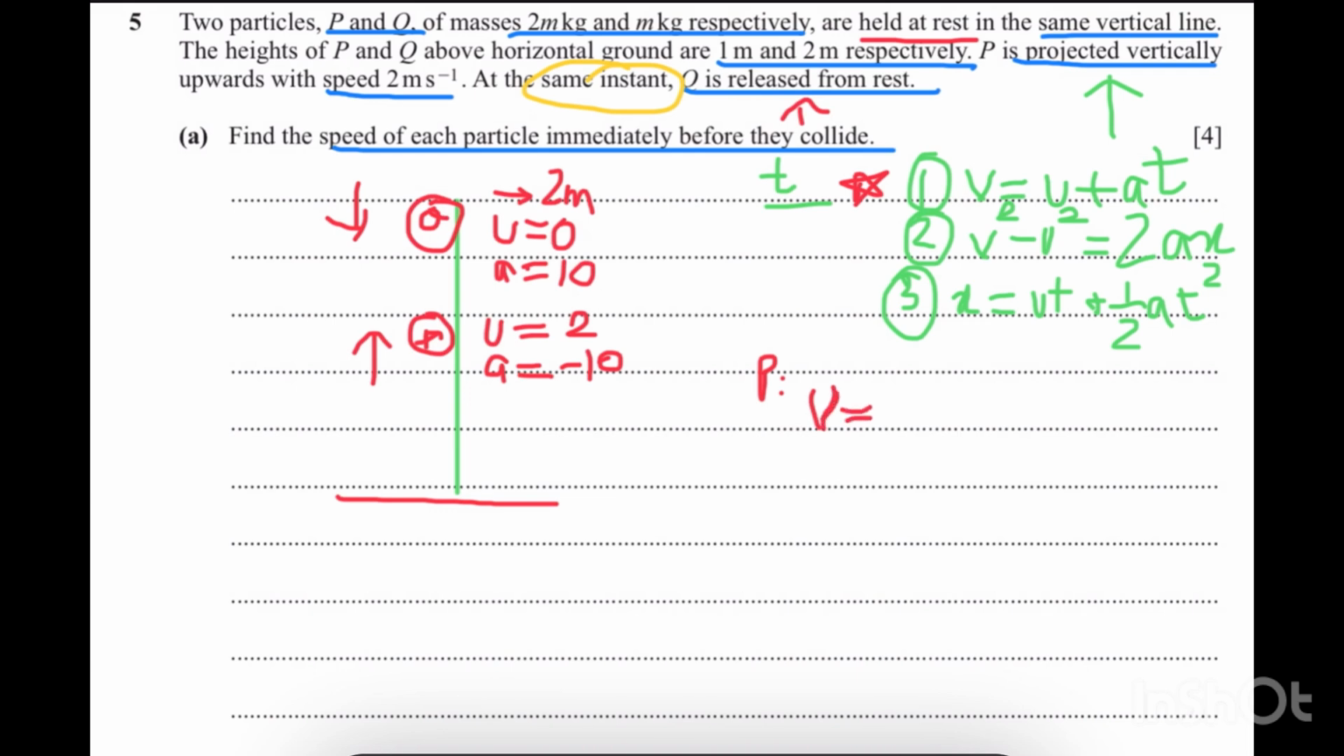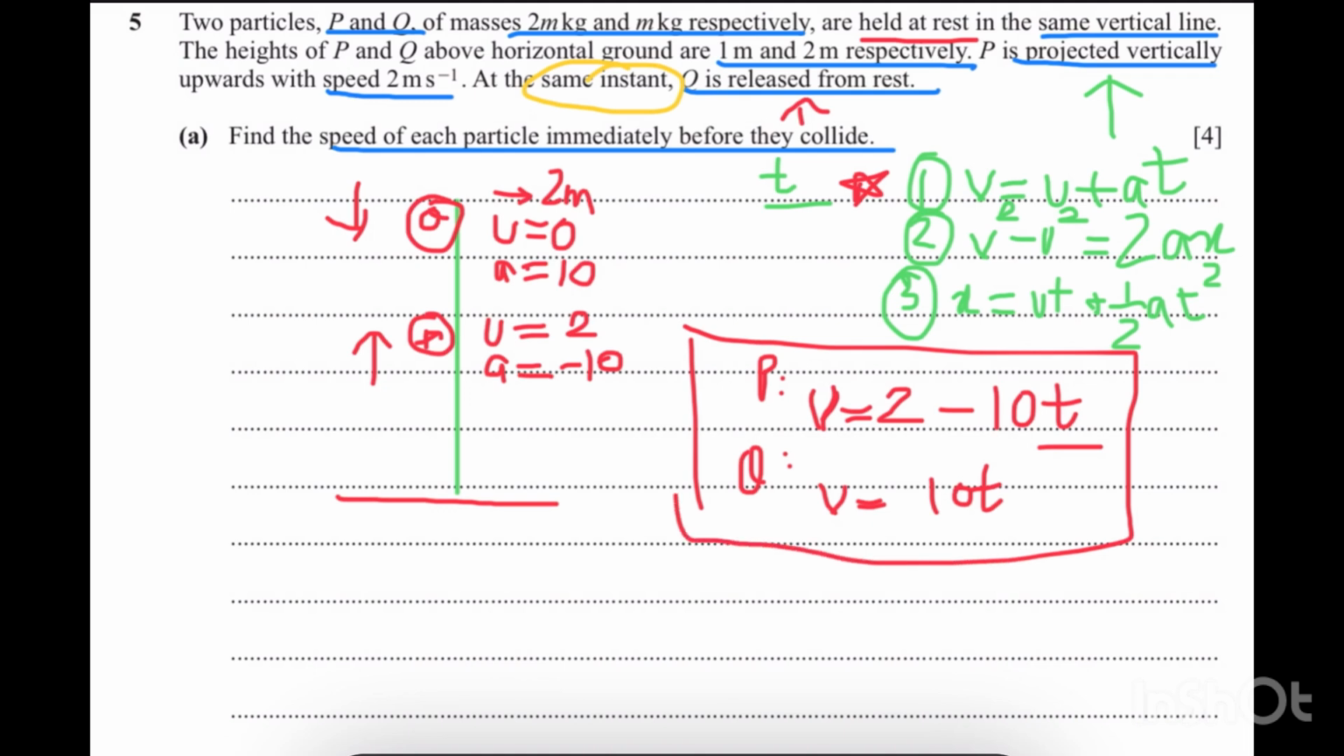The initial velocity is 2, as we have established, and the acceleration will be minus 10, and then this is t. So whenever we find the time, we'll just insert that into this equation and find out the velocity of p. As for q, the velocity is also unknown, and since the initial speed is 0, this will just be equals to 10t. So this is what we'll use as our guideline.